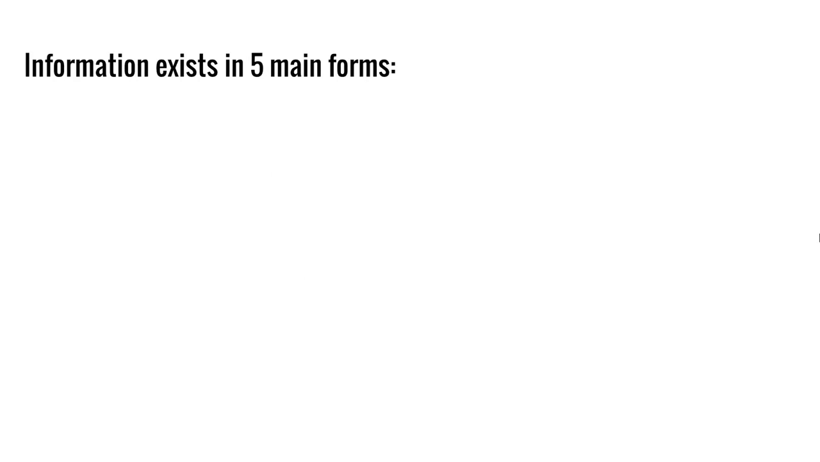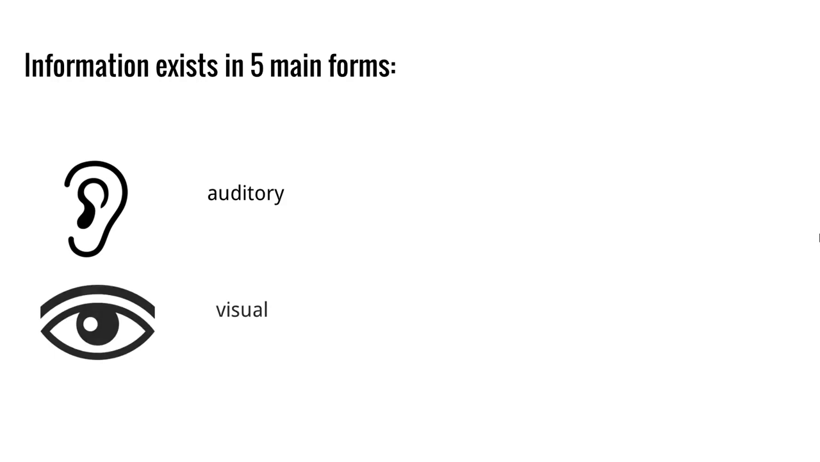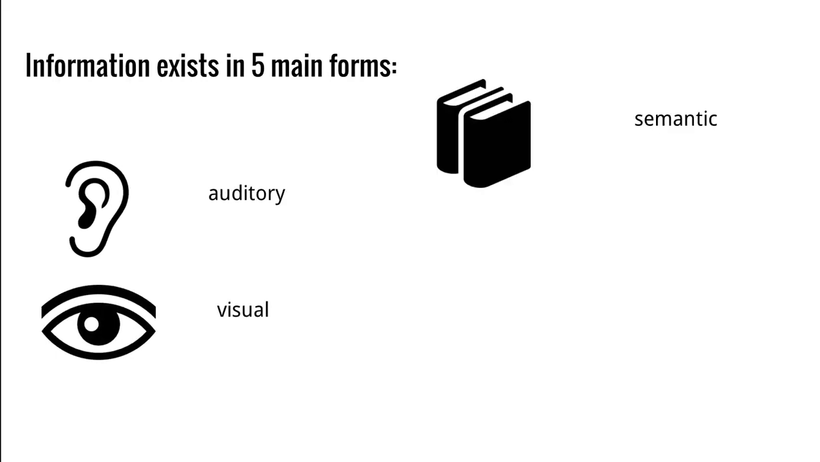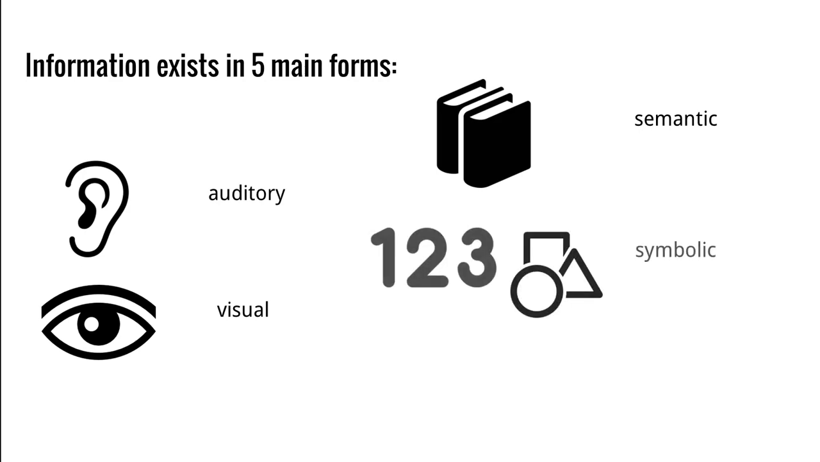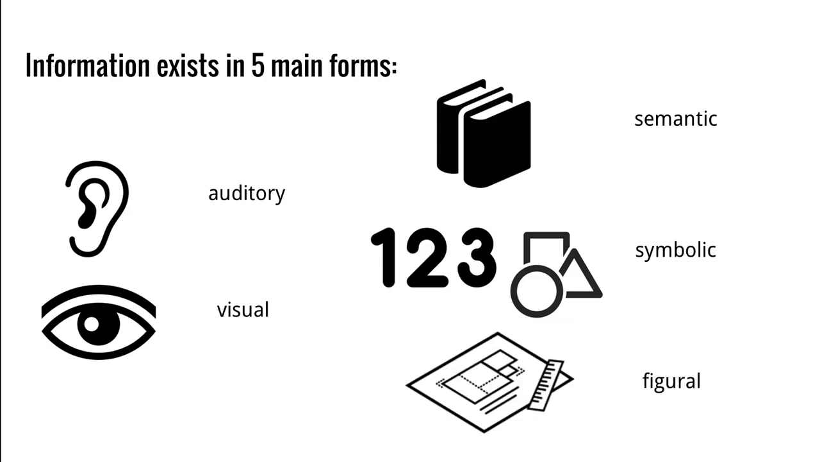Basically, information exists in 5 forms. You'll recognize them really quickly. There's auditory information that you hear with your ears. There's visual information that you see with your eyes. There's semantic information, which usually is written down or shown or spoken with words. There's symbolic information, which comes in the form of shapes, numbers, music notes, and finally, there's figural information. I'm going to give you examples of each of these in just a second.